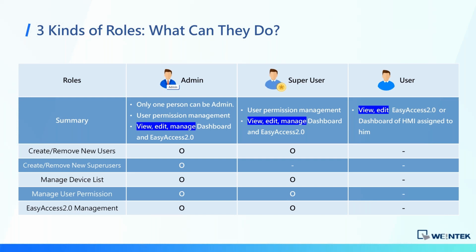But as for the normal user, they can only see EasyAccess 2.0 and dashboard, and it is limited to the HMIs that he is allowed to see. So he cannot see every HMI. He can only see the HMIs that he is allowed to see. And the user cannot manage the settings in Weincloud, and he cannot create users and change permissions. Only admin and super user can do that. The normal user can only view and edit EasyAccess 2.0 or dashboard, limited to the HMIs that he is allowed to use. Okay, so these are basically the differences between these 3 kinds of roles.